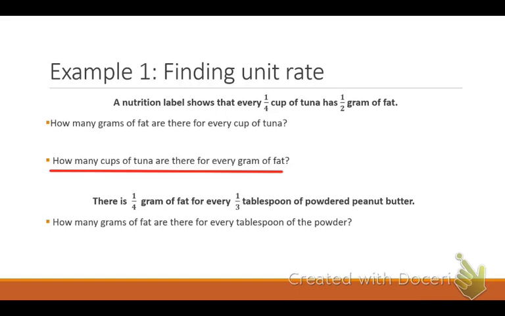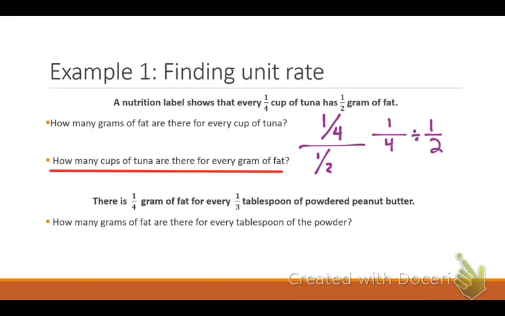Okay, go ahead and find the unit rate. Again, we're just practicing how to find the unit rate. Whatever that second unit is, that's usually the unit rate we're looking for. All right, let's set up our fraction. How many cups of tuna? So which fraction represents tuna? 1/4 divided by 1/2.